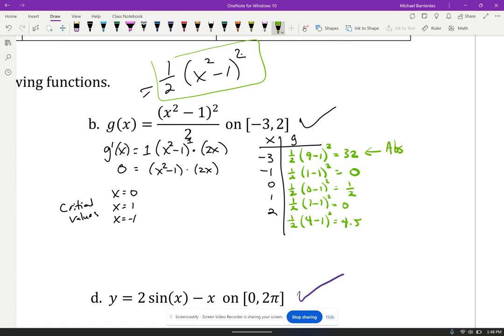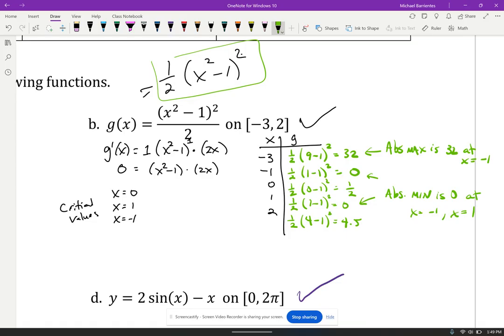So I can say the absolute max is 32 at x equals negative 1. And I can say that the lowest y value is actually 0. So the absolute minimum is 0, and that happens at x equals negative 1 and x equals positive 1. So make sure to show that you've evaluated not only the endpoints, but the critical points and the endpoints into the original function to figure out which one it is.